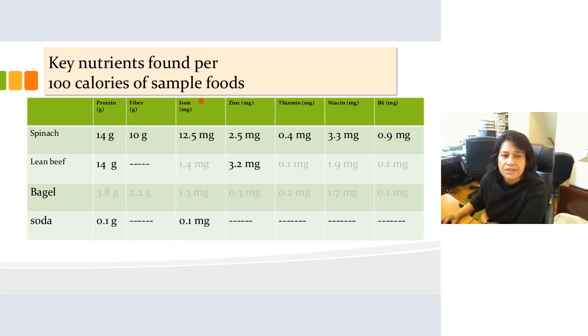So, key nutrients found in 100 calories of sample foods. For example, spinach has a lot of nutrients. It's a high amount of protein, fiber, iron, zinc, thiamine. Across the board, it is very nutrient dense. Versus something like lean beef, which has only a little bit of protein, bagels, which don't have much of anything, and soda, which has pretty much nothing.